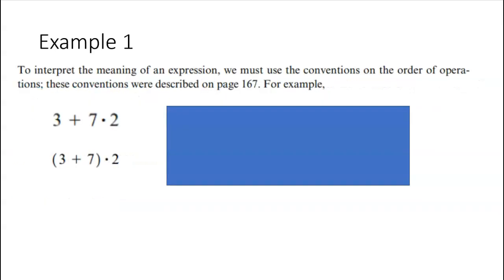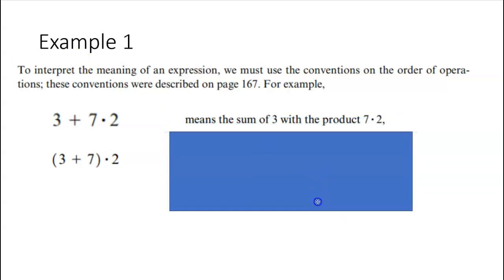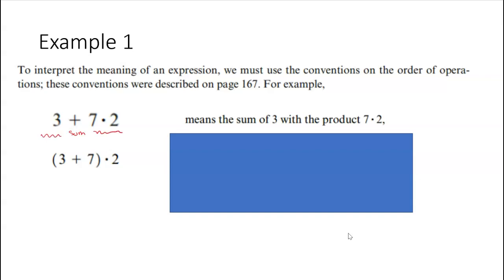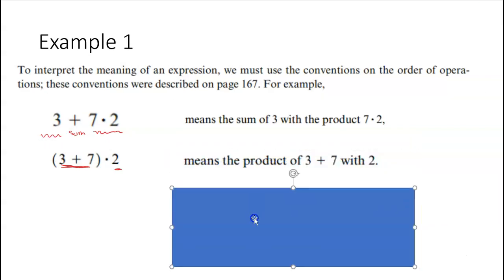To interpret the meaning of an expression, we must use the conventions of the order of operations. So 3 plus 7 times 2 means the sum of 3 with the product of 7 times 2. And when we look at this other one, it is the product of the sum of 3 and 7 with 2.